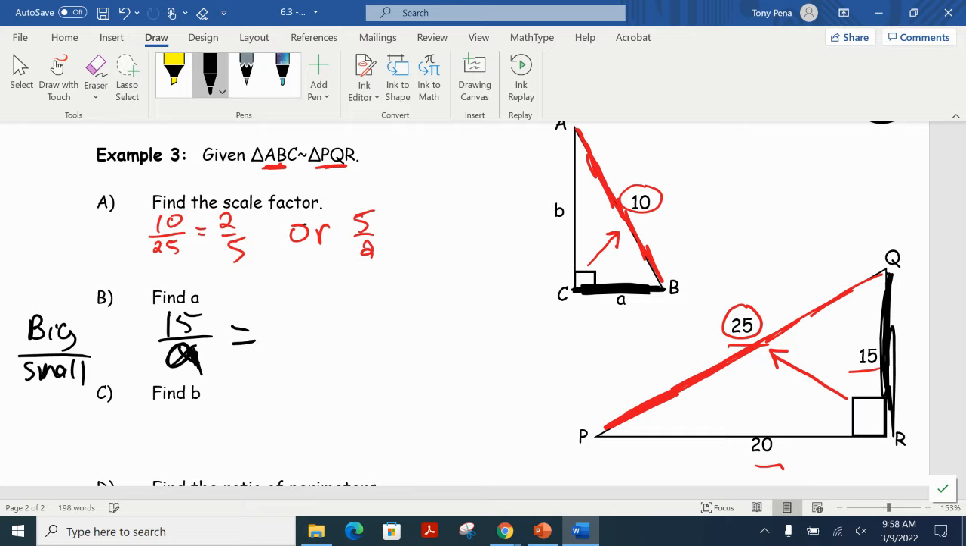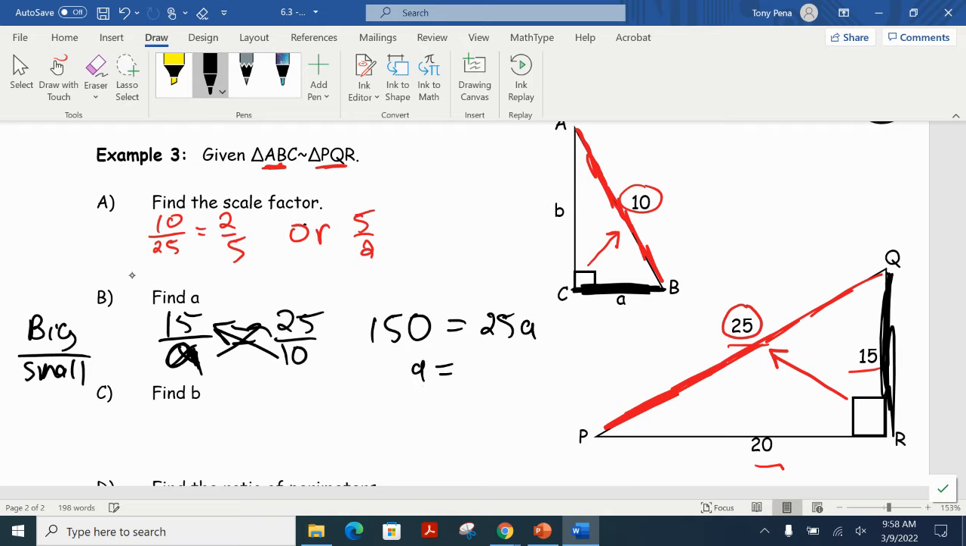And then he used these two red sides that we knew, and he did the bigger over the smaller, so 25 over 10. All right. So again, you could have a little different version, but that should still work. So we crisscross and solve there. So 15 times 10 would be 150. The 25 times A, or X, if you use the X, 25A.